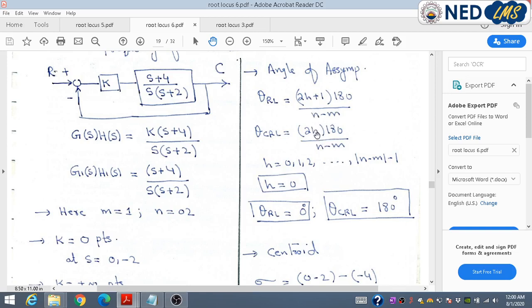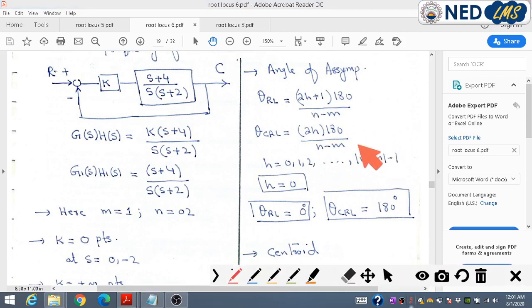In this property we have to place the value of h. The value of h can be found by making use of this expression. What would be the last value of h in this expression? We should start from 0, and the last value from this expression is n minus m minus 1, and we know that here we have n equal to 2 and m equal to 1. Therefore in this expression we have to use just one value, which is 0 here. So if I place 0 here, theta RL comes out to be 180 degrees.